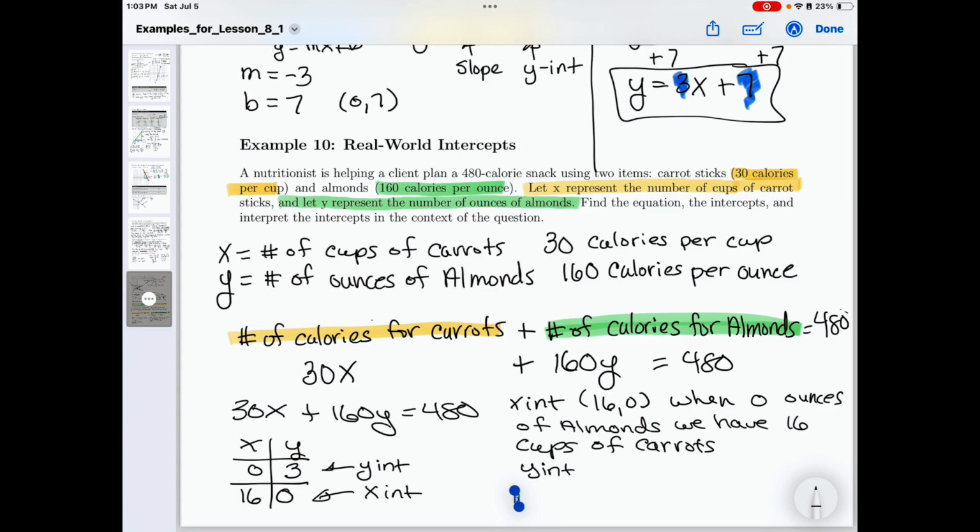Now for the y-intercept, we said that that was (0, 3). So when we have 0 cups of carrots, we would need 3 ounces of almonds to make that snack 480 calories.